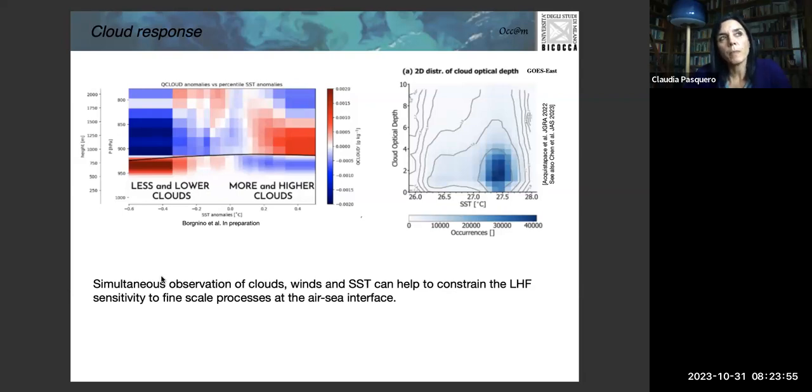The way this is related to Harmony is that Harmony would provide finer scale observations of clouds and winds. SST is only available when there are no clouds, so not a lot of luck there, but hopefully we will be able to extend this kind of study to finer and finer scales and better constrain the latent heat flux sensitivity to the ocean forcing. So I'll stop here and thank you for listening.